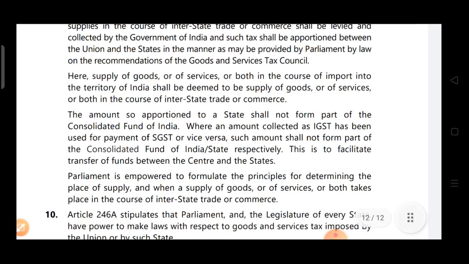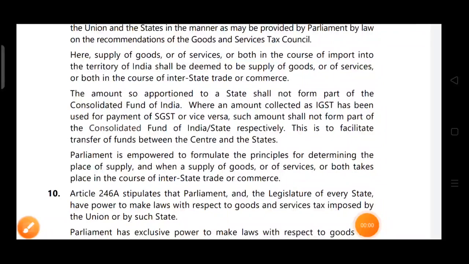Here, supply of goods or services or both in the course of import into the territory of India shall be deemed to be supply of goods or of services or both in the course of interstate trade or commerce. This import is also covered in interstate trade. The amount apportioned to a state shall not form part of the Consolidated Fund of India. Means the amount that is apportioned to the state will not form part of the Consolidated Fund of India, and the Consolidated Fund of India represents the revenue of the government. Where the amount collected as IGST has been used for the payment of SGST or vice versa, such amount shall not form part of the Consolidated Fund of India or state respectively.